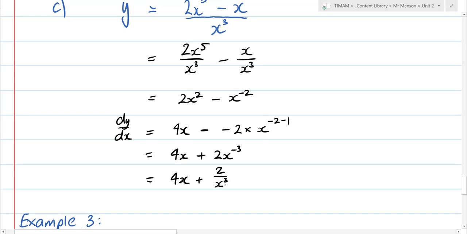So that's a bit trickier, but I've done the rule. Don't forget, we just do the rule. Don't assume anything, just follow the rule. The rule is negative 2 comes out the front and reduces by 1 in the power. Done. As long as I do that, I'll get it right every time. Any questions on that one?